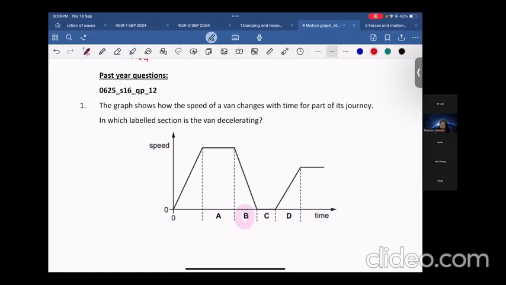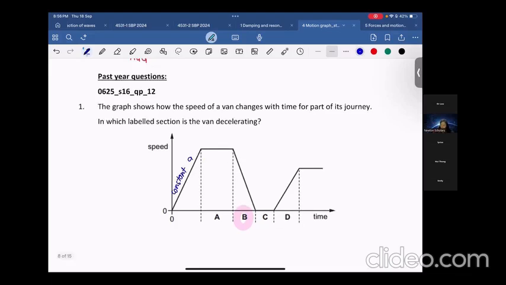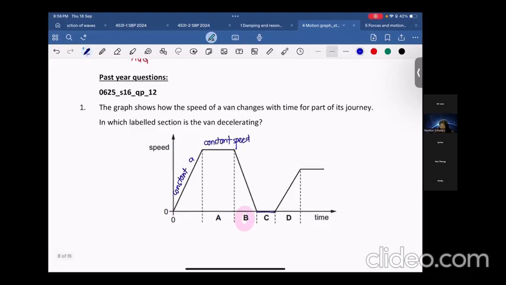Okay, boys and girls, it not only wants you to identify B as decelerating. The front part, first section here, slanted line, before A, this is constant acceleration. Section A is constant speed. Section B is decelerating, slowing down. Section C, you see here, the speed is 0, so this one is at rest. Then this one, section D, is constant acceleration. Okay. Is it okay?